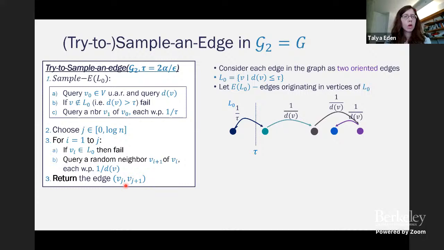So we did a short random walk for j steps, and why it is called try to, because sometimes we fail, or actually a lot of the times we fail. We fail if the initial vertex we sampled is not in L_0, or if at any point we return to L_0. So to get an edge in the graph, we'll actually invoke this many times. But I'll leave that discussion for later. So now I want to claim that this procedure returns each edge in the graph with probability 1 over n tau. So let me give you some intuition to why this is true and where this j equals log n comes from.